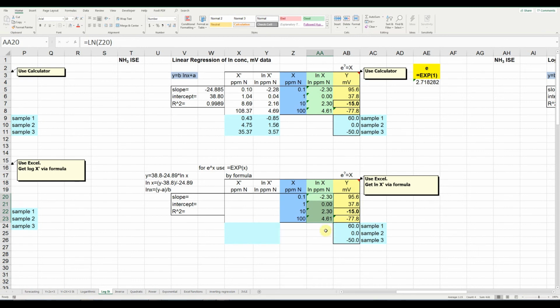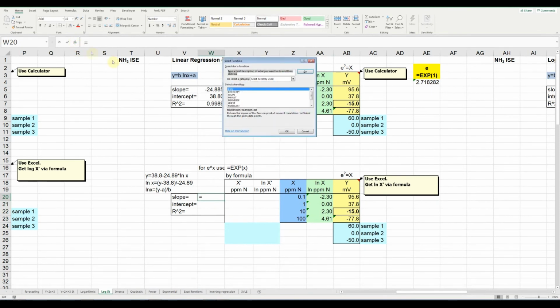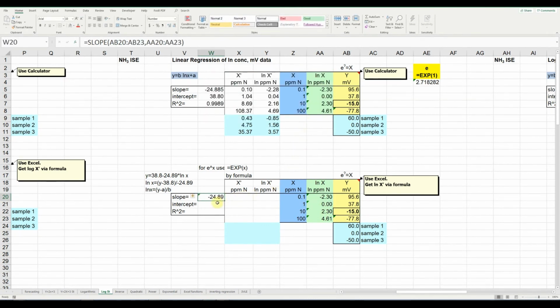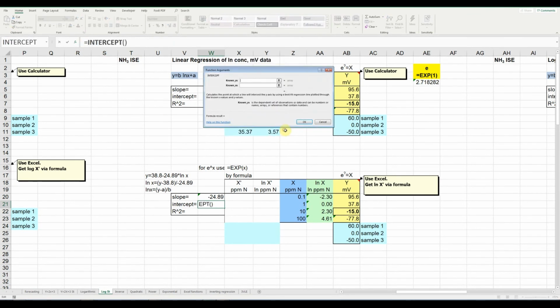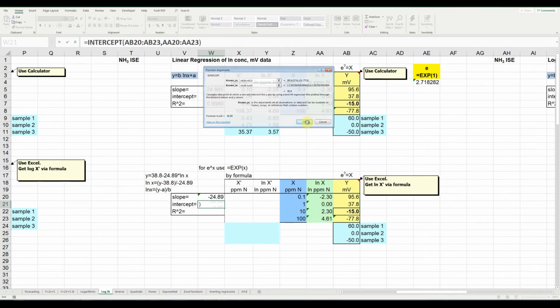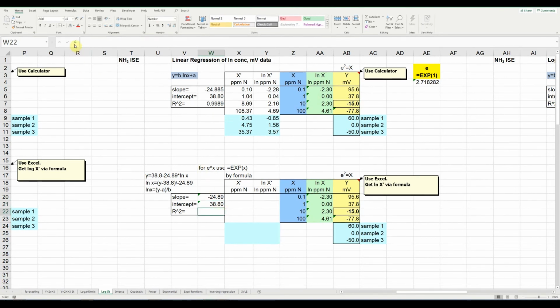Right, now let's get the slope, intercept, and RSQ. Remember how to do that? Insert the slope, okay, known y's. We want to enter the known ln of x's, not the x's. That's not linear. Looks the same, right? Intercept. Known y's. Known ln x's. Okay. And I trust the RSQ will be the same.